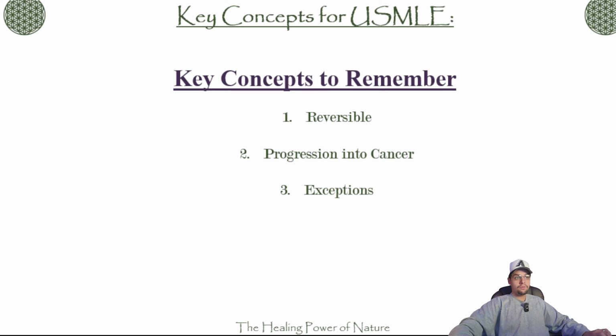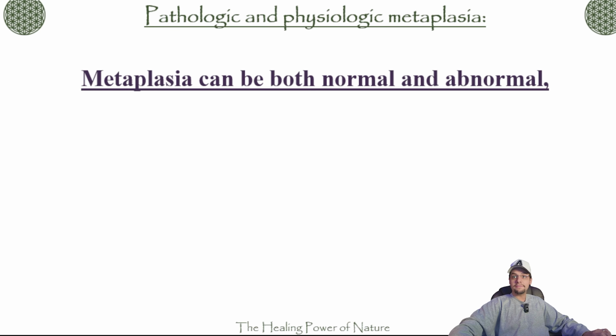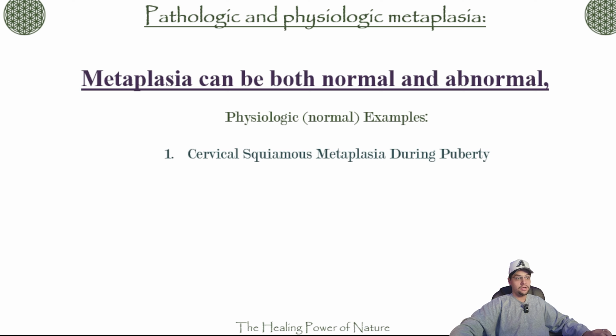We'll go ahead and move on. So pathologic and physiologic metaplasia. So metaplasia can be both normal and abnormal. Okay, so we're going to break this down. First, we're going to start with physiologic or normal examples. Okay, so normal examples of metaplasia.